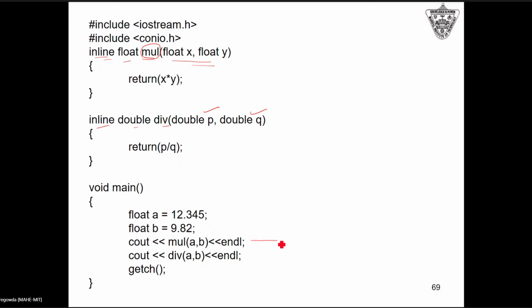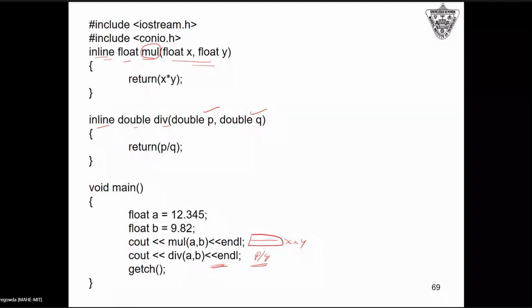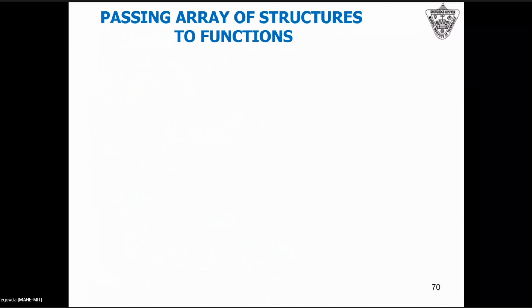What exactly happens here? This particular statement will be inserted at this point. You are not going to call and execute this inline function; the whole inline function is inserted right here. You are going to find the product of these two, and similarly you are going to divide the values P and Q. So this is how I can use the inline function for my application.